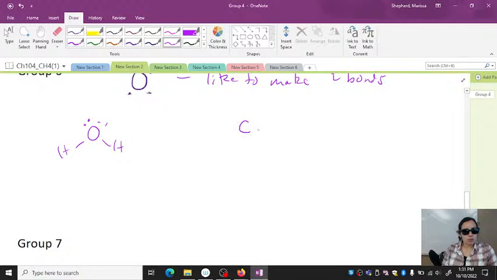We could also do CO2. Let's look at CO2. So CO2, we can piece together. We know carbon likes to make 4 bonds. Oxygen likes to make 2. So now they come together like this.